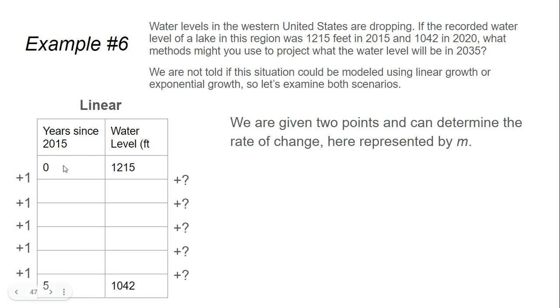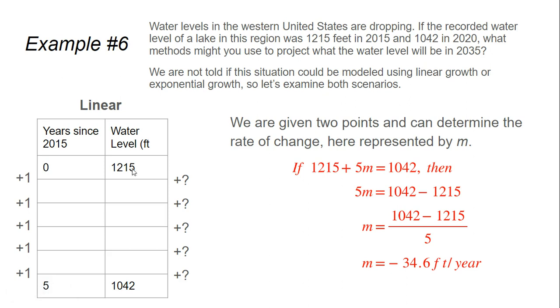So I'm going to say my initial value at year 0 is 1,215 feet. And then I have to go 5 years out to get to 1,042. But I don't know how much I'm going up each time. But because this is linear, I know that if I take this value and add 5 somethings, I'm going to get to 1,042. I'm choosing to represent those somethings with the letter m. Why? Because we're dealing with a linear function, and rate of change is often represented with m, because ideally rate of change is the same thing as slope, and we've been using the letter m to represent slope for the longest time. So I'm going to do that here.